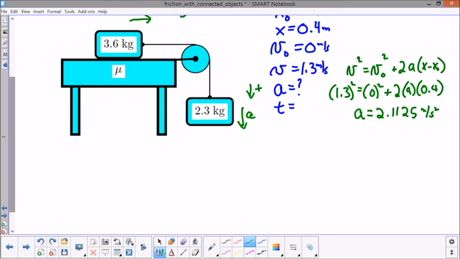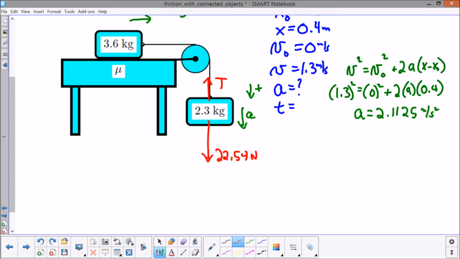Next, I can look at this hanging block. On this hanging block, there's the downward force of gravity, which is 2.3 times 9.8, which is 22.54 newtons. And there's the upward force due to the tension in the rope.